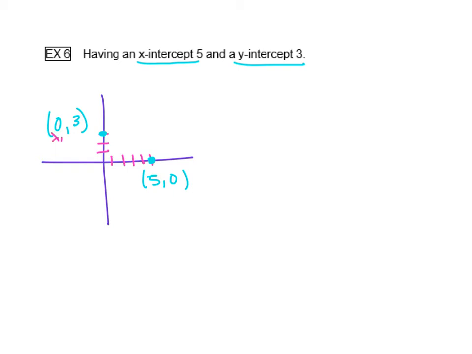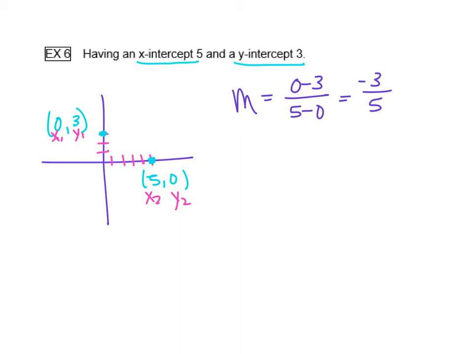You've got an x1 and a y1, an x2 and a y2. So let's find our slope. Always find slope first. y2 minus y1, so 0 minus 3, over x2 minus x1, 5 minus 0, gives us -3 over 5. So we're going to write an equation, -3 over 5.